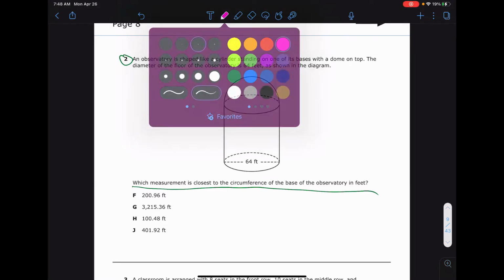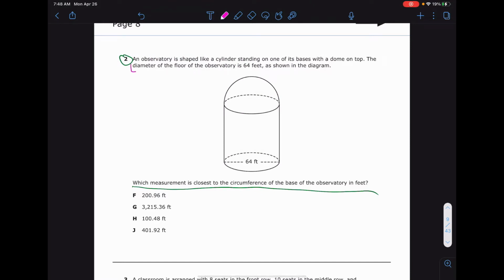Now, keywords, palabras importantes. We have diameter and we have circumference. The diameter, remember, is the whole length, the whole side of a circle. El diameter es toda la línea de un círculo. So diameter is 64 feet.